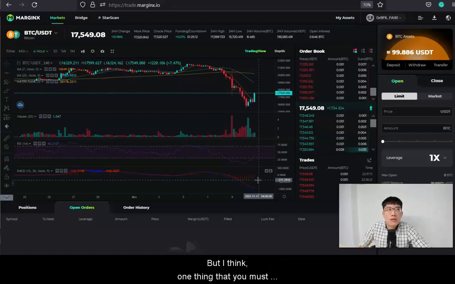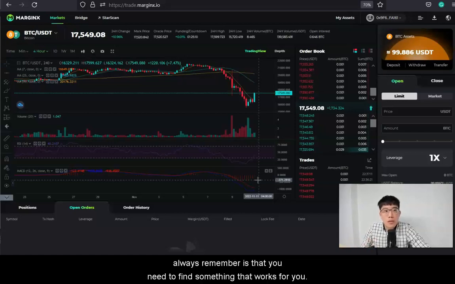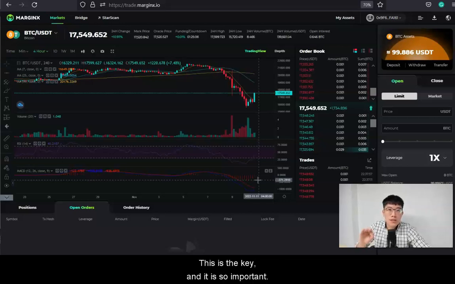But I think one thing that you need to always remember is that you need to find something that works for you. This is the key. It's so important, and you need to backtest it.